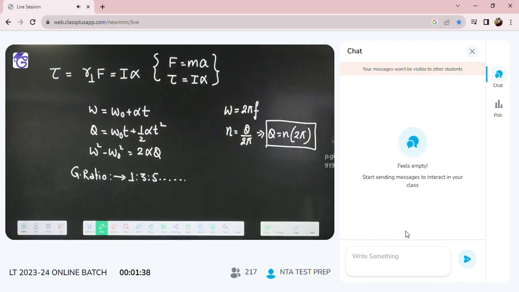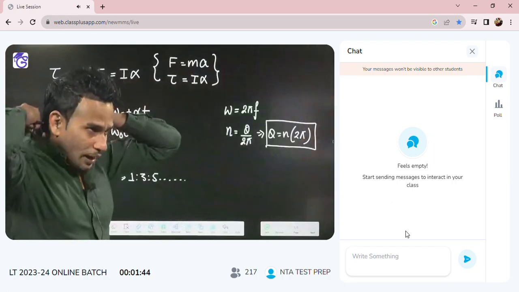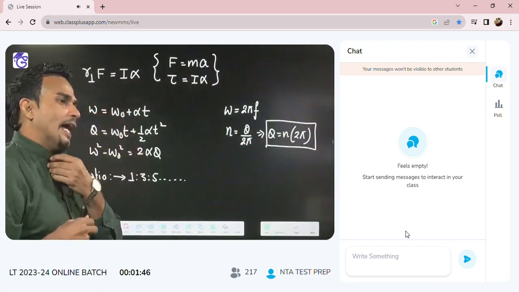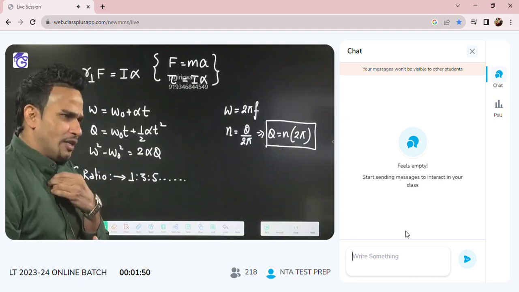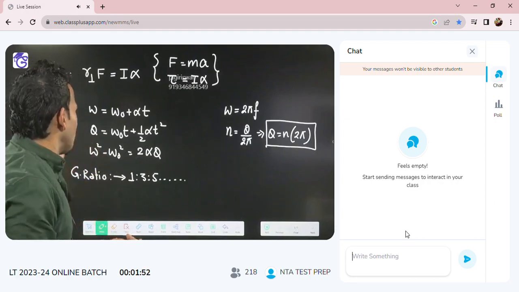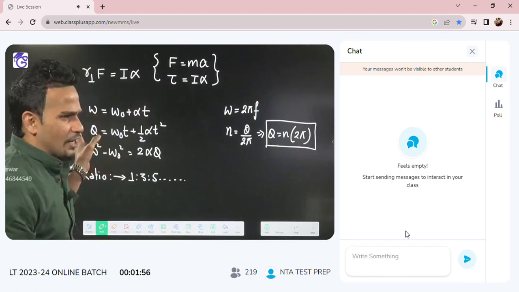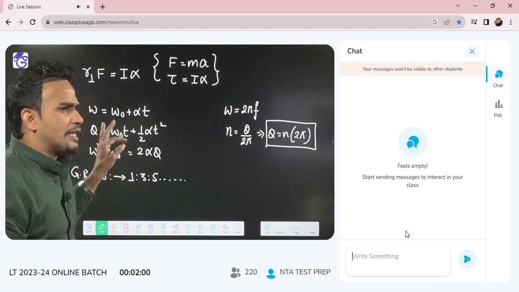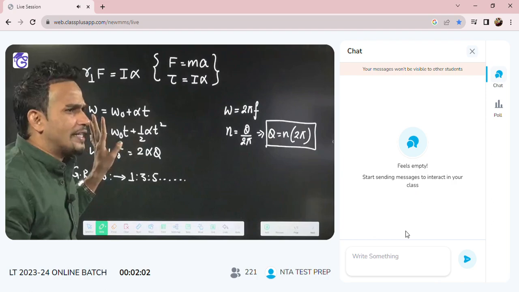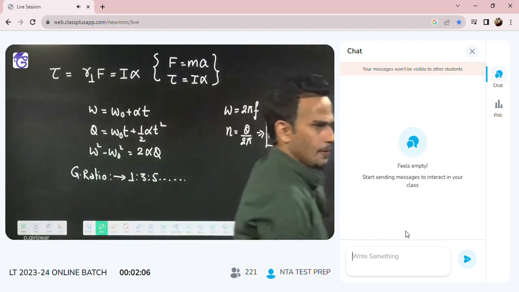So first, torque will be calculated with the help of r perpendicular into F. Second, we will equate that torque to I alpha. Alpha will come. Generally they ask alpha only, but after alpha if they ask you omega, you can calculate omega, theta, everything. You can find omega with the help of frequency, and you can find number of revolutions as theta by 2 pi. Is it okay? Done.